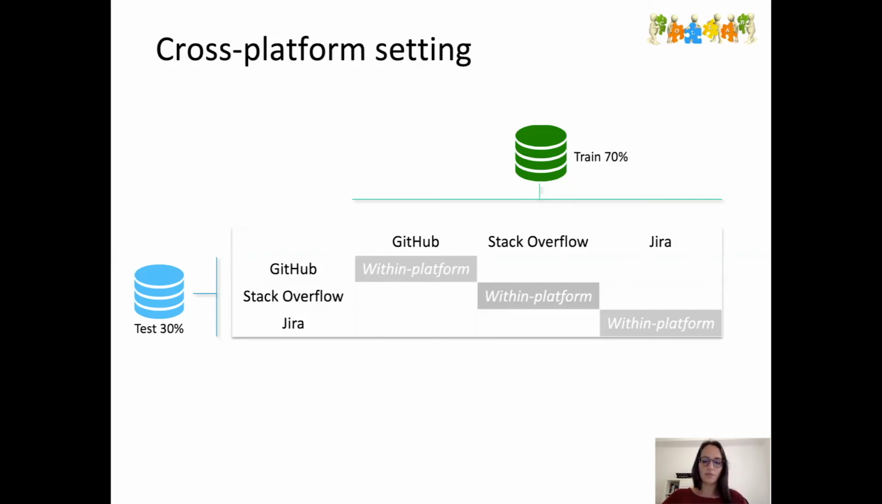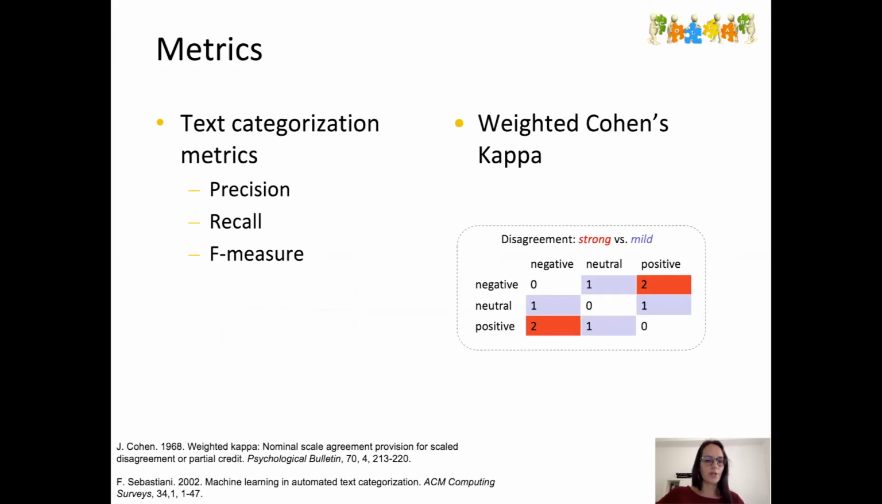We assess the performance using standard text categorization metrics such as precision, recall, and F-measure. And we also include weighted Cohen's kappa. Why weighted? Because we want to differentiate. We want to give more weight to misclassifications due to positive and negative disagreement, which we consider more severe with respect to disagreement with the neutral label.